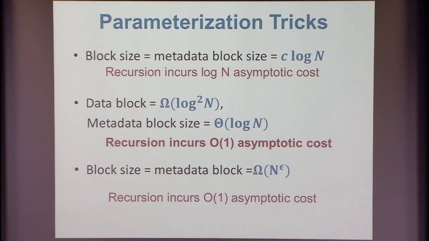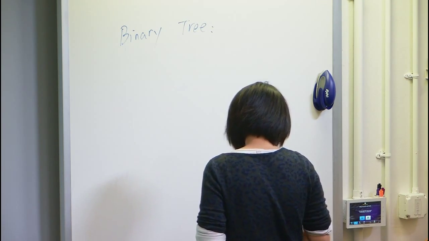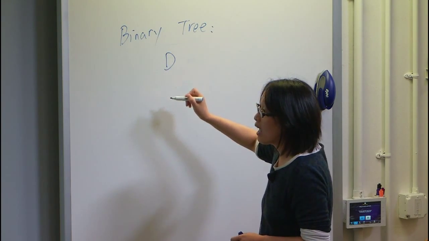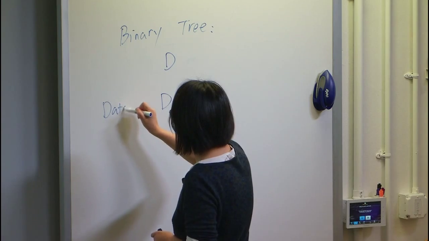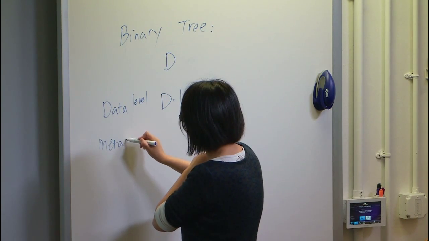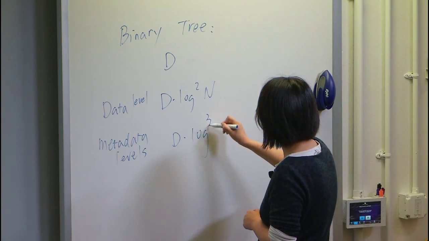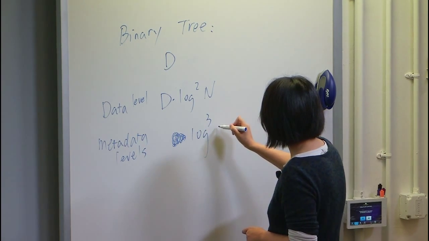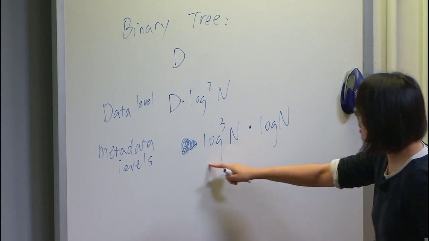maybe I should write this down. So for the binary tree, say your block size is D, and in the top level you incur D times log n squared cost, and this is the data level. Then for all the metadata levels added together, you will incur log n cubed. There is no more D here, sorry, because for the metadata levels, you use a log n block size. So you will incur this much cost in total.